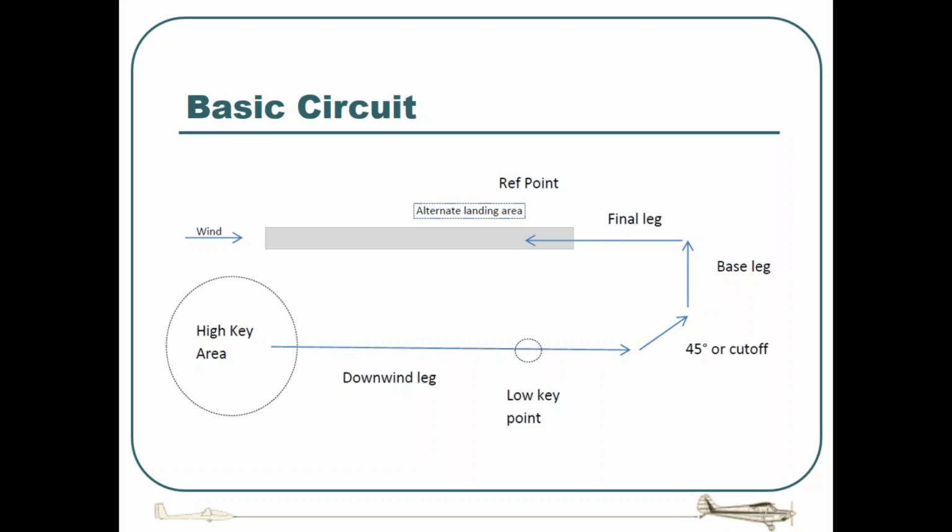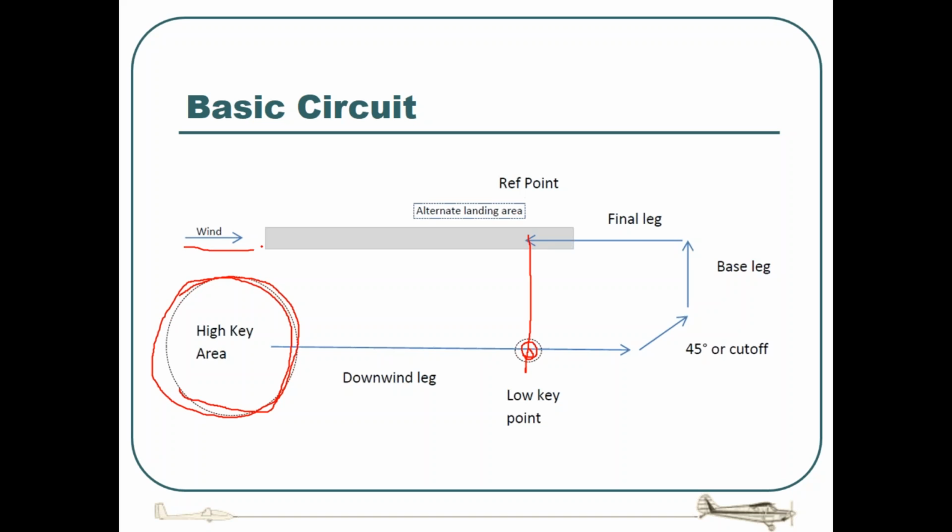So we've already hit upon them. The high key area. Now notice that the high key area is just that. It's a nice big wide area, right? The downwind leg and then the low key point, which really is a specific spot, and it's straight abeam the reference point.